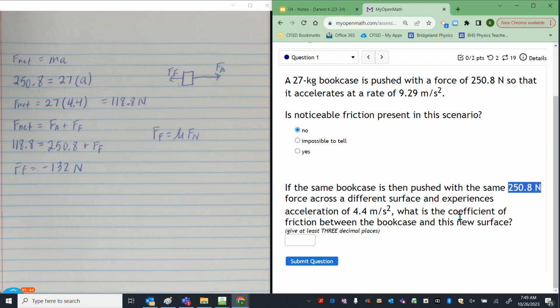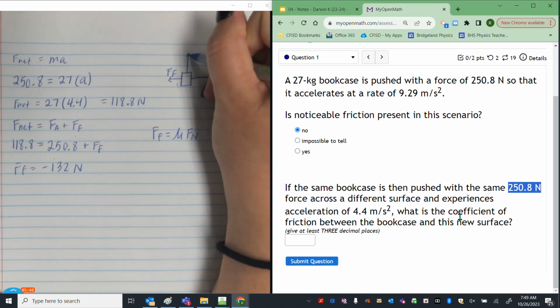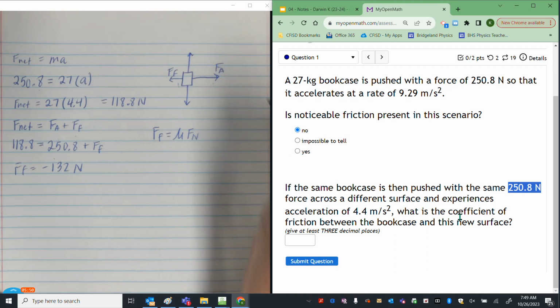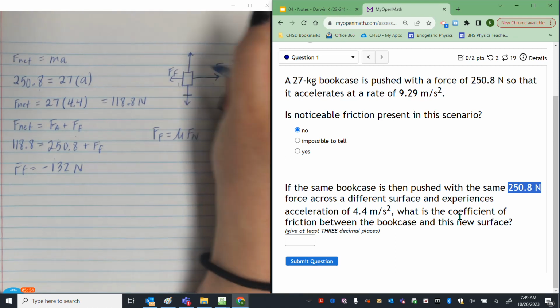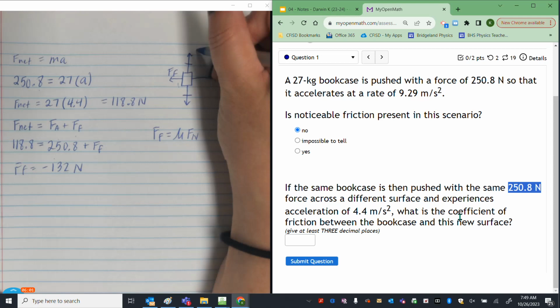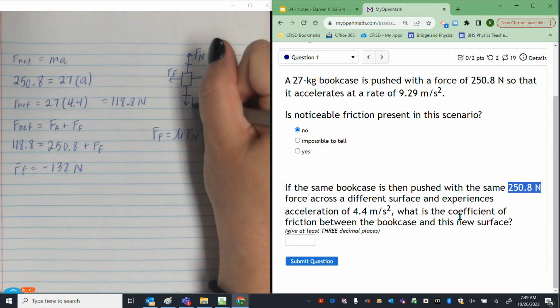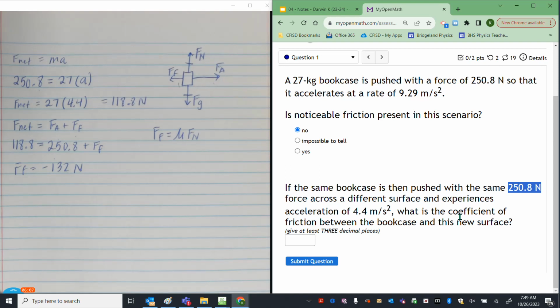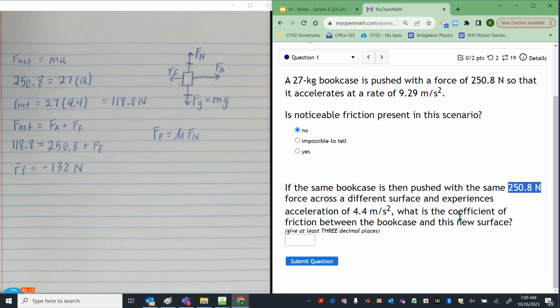Now Fn, I told you we didn't really need to draw these forces in because they would be balanced. Because again, this situation describes a bookcase moving across the floor. It doesn't describe any acceleration in the vertical direction, so I know those are equal and opposite to each other. So although I don't have an equation for normal force, I do have an equation for force of gravity. The force of gravity of an object is equal to mass times gravitational acceleration, m times g.